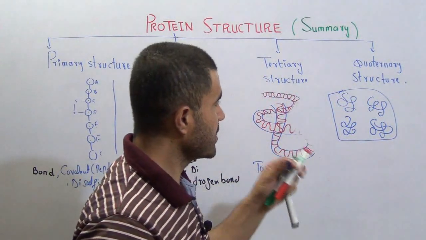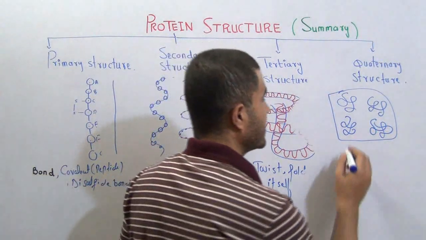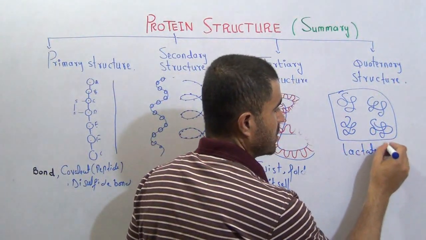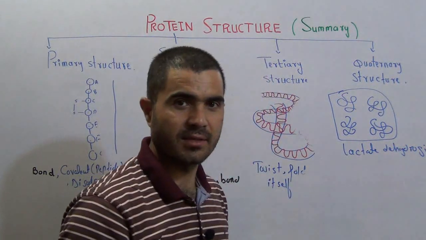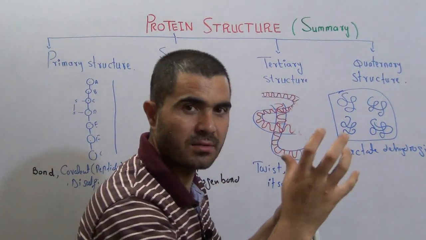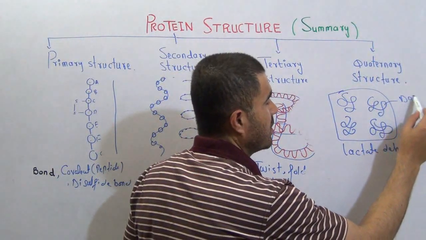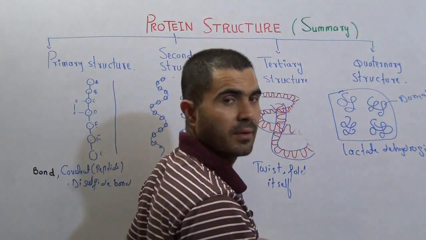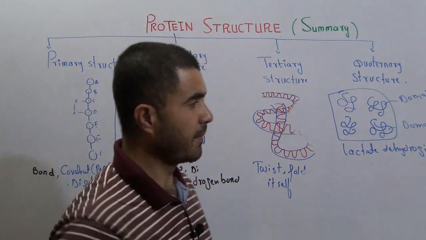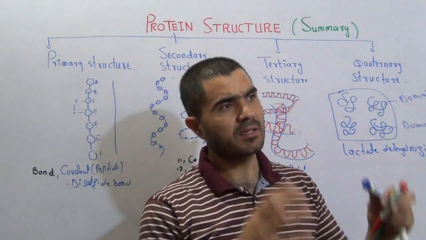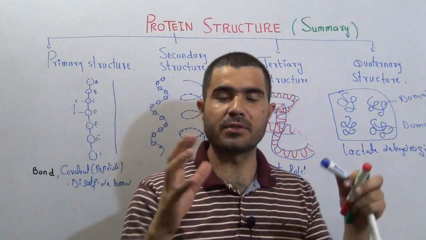And this type of protein is considered more advanced, and it is present in some enzymes like lactate dehydrogenase. Lactate dehydrogenase is an enzyme, and if you see, it contains different parts, you can call them domains. This is a domain, and this is another domain. Fine. So this is more advanced. It consists of two polypeptides, or three parts or four different parts, and each part performs a different specific function.